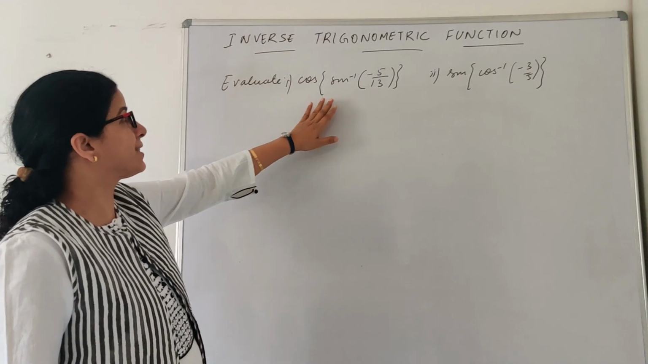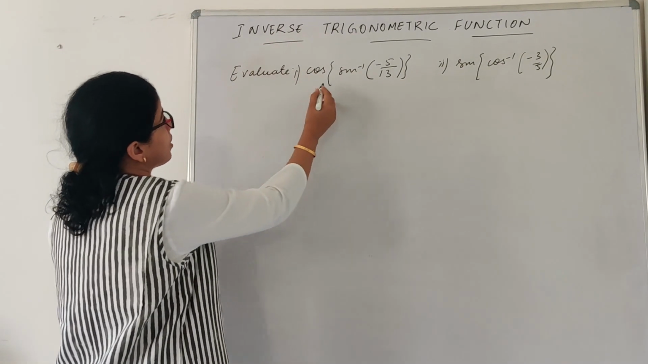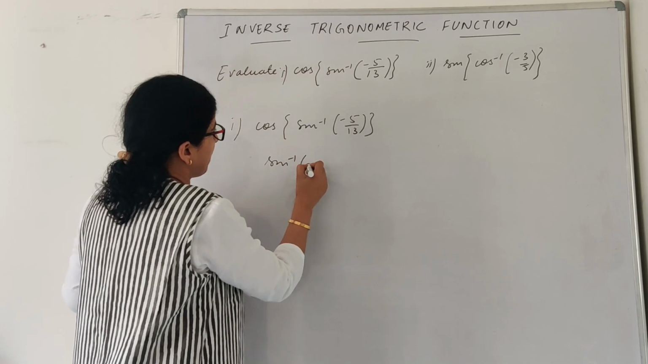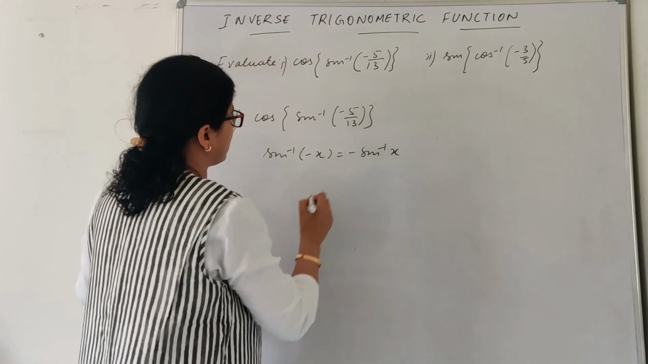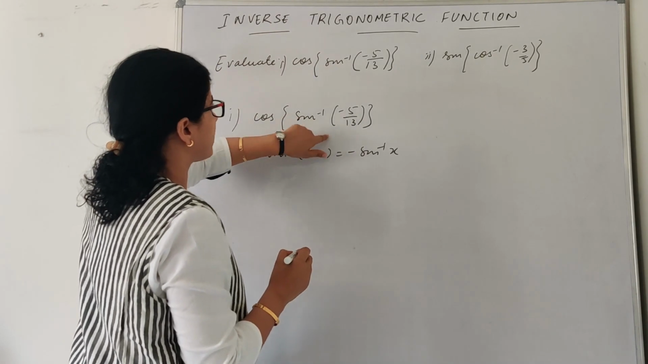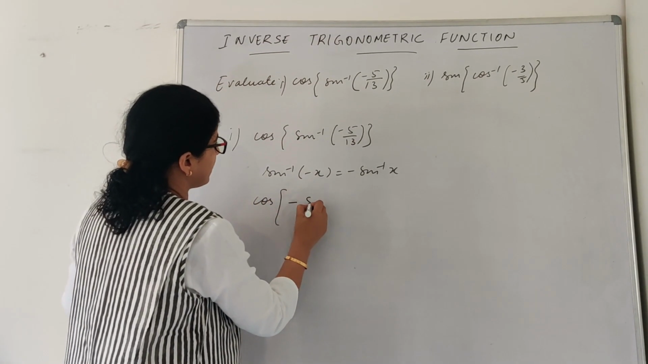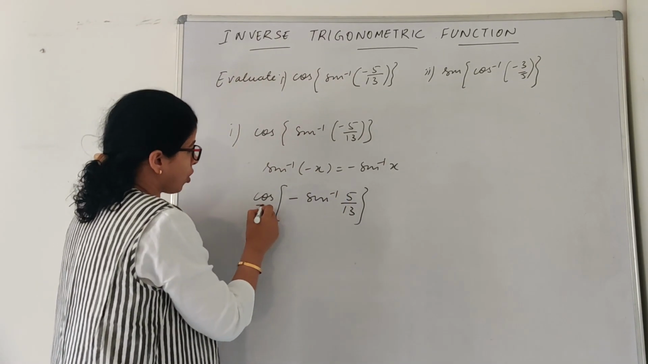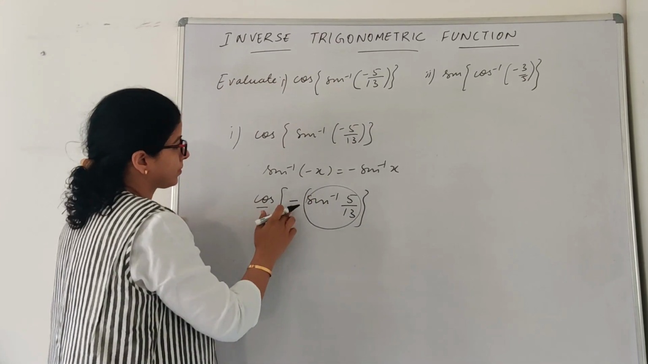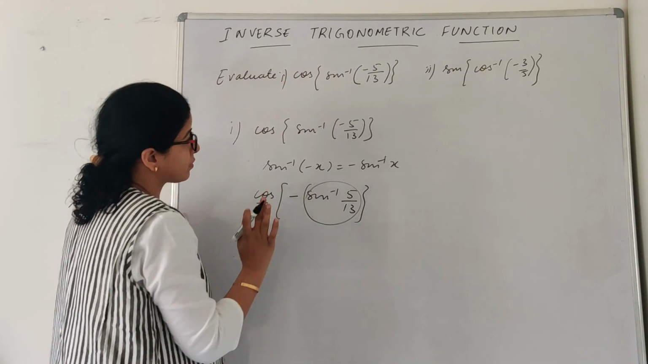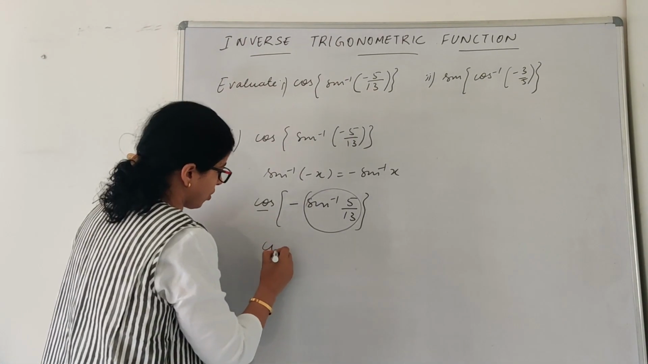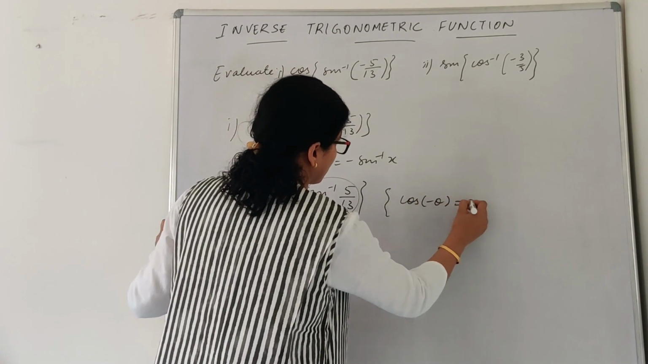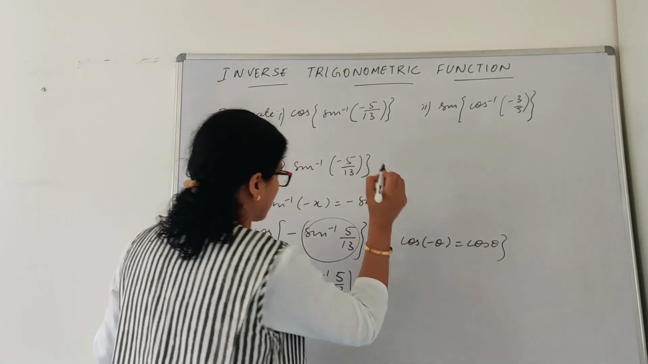So now let us check these questions. The first question says cos of sine inverse of minus 5 by 13. Just now we have checked that sine inverse of minus x equals minus sine inverse x. Now I am going to use this concept over here. So cos, what it will become, minus sine inverse 5 by 13. Now check: cos of minus, this will be some theta. So cos of minus theta is what? Cos theta. Which concept have I used here? Cos of minus theta equals cos theta. Here I have used that concept.